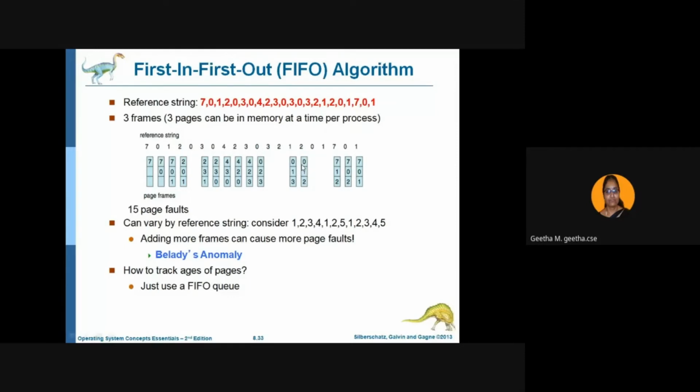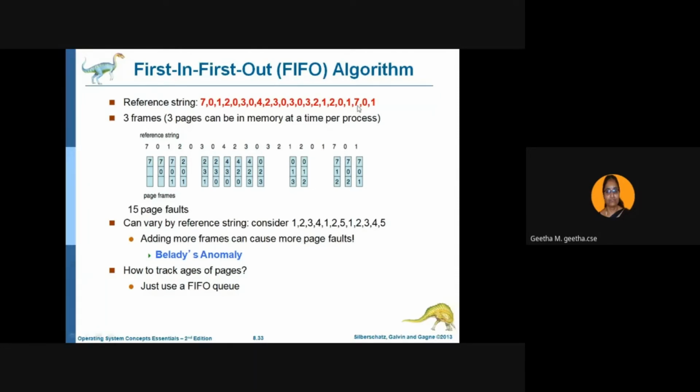Among 0, 1 and 2, 0 has come first. So it removes page number 0 and replaces it by 7. So the pages are 7, 1, 2. Then consider the next page reference, which is 0. Again it is not in memory, so again a page fault occurs.